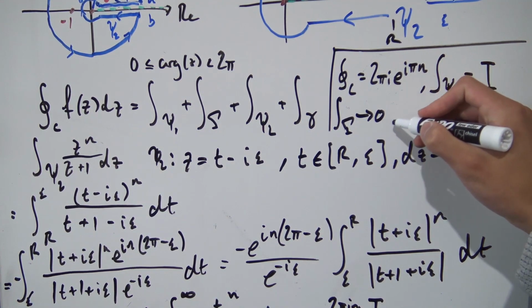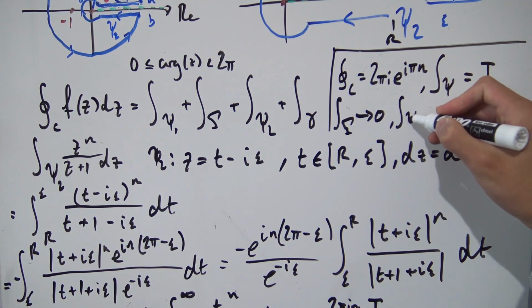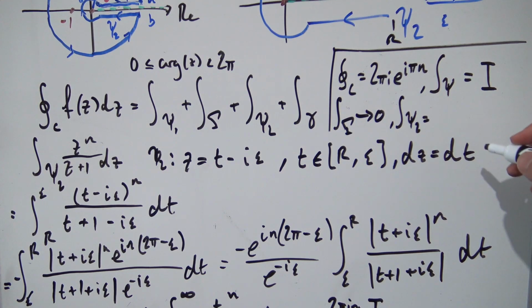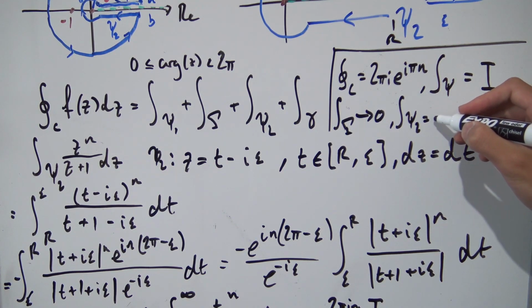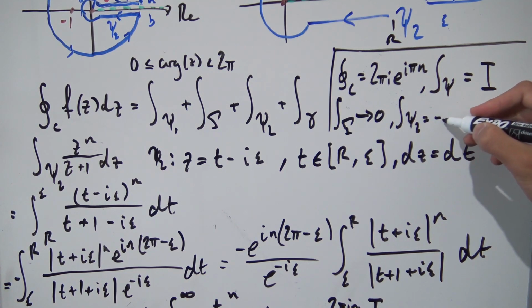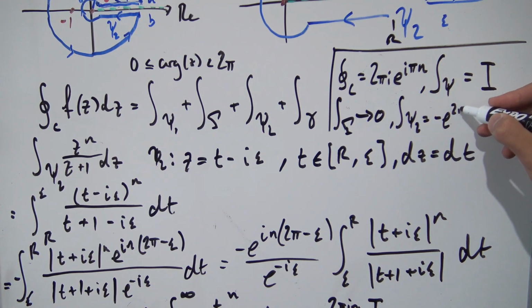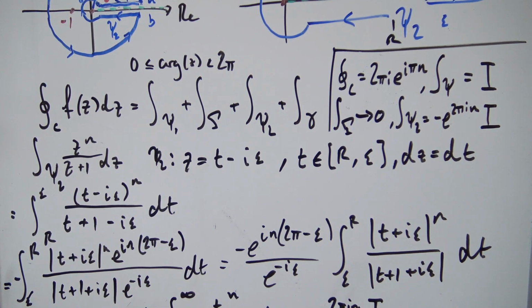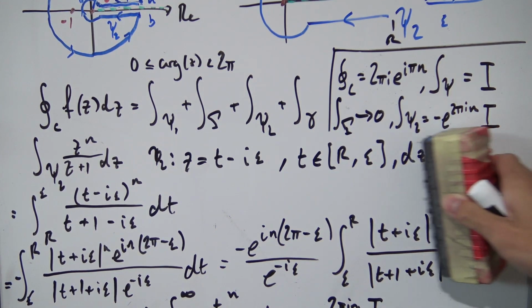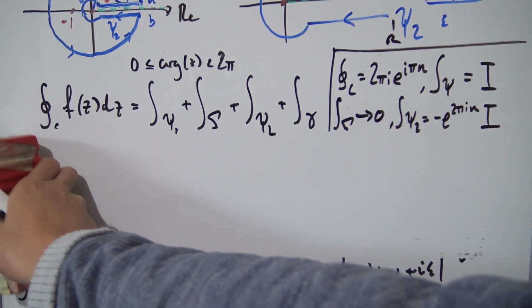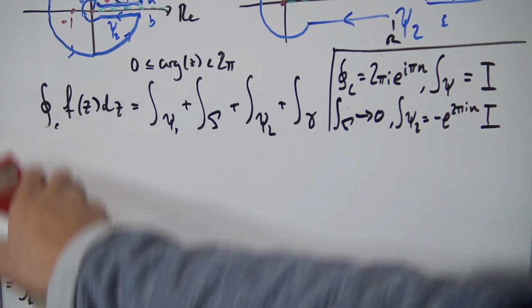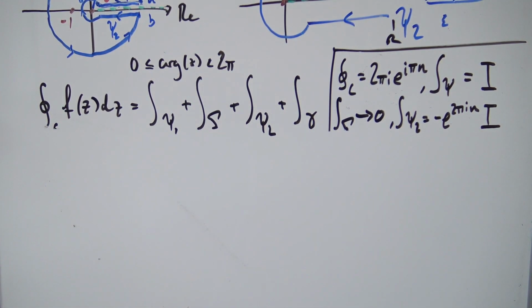Now we can add that to our little list of solved integrals. So the integral over psi 2 is going to be equal to I, but multiplied by this extra factor of negative e to the 2 pi i n, and then we have I like so. Alright, that is the fourth integral done, and now we're going to move on to the fifth and final integral before we put everything together.